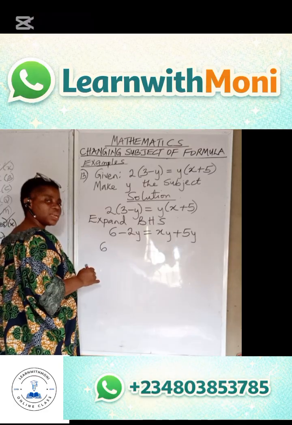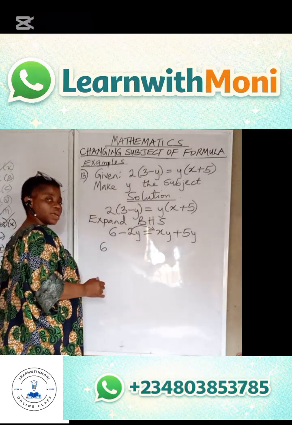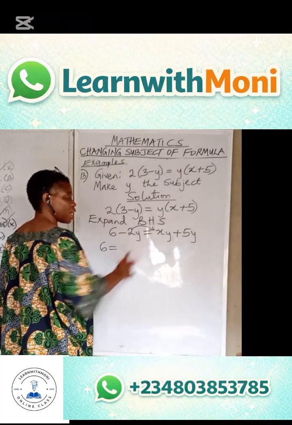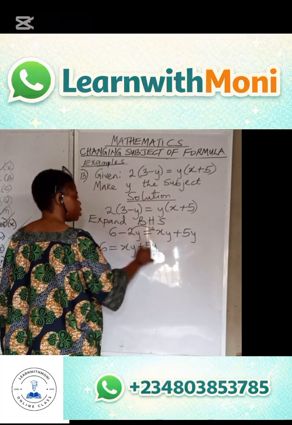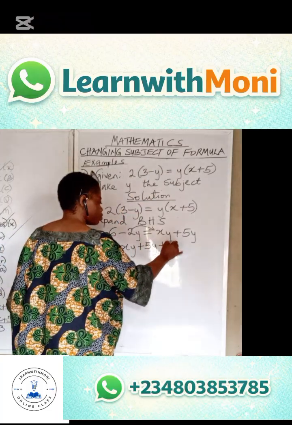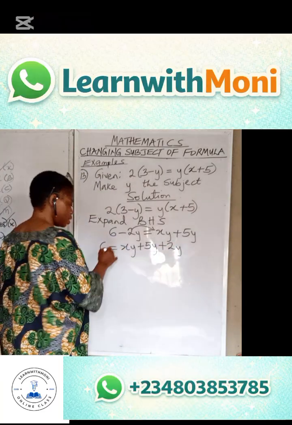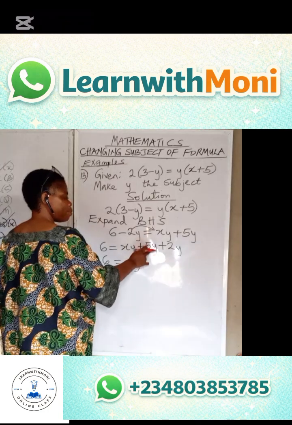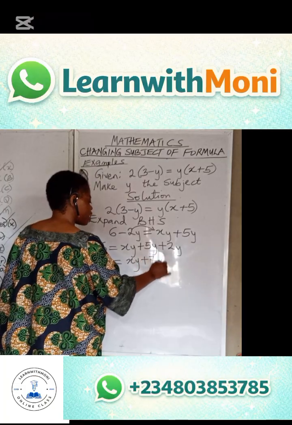I have 6 on the left hand side. I am taking this minus 2y to the right hand side. So initially on the right hand side, I have xy plus 5y. Now minus 2y is going to that side and it's going to become plus 2y. Let us simplify the right hand side. I have 6 equals xy plus 5y plus 2y, that is plus 7y.